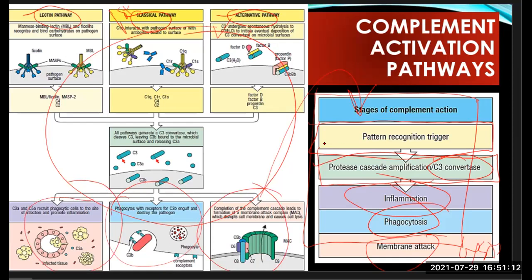The pattern recognition triggers in yellow, and then the protease cascade amplification here, and we have inflammation in purple, phagocytosis, and the membrane attack. I'm sorry I write a lot. That's the way how I study too.